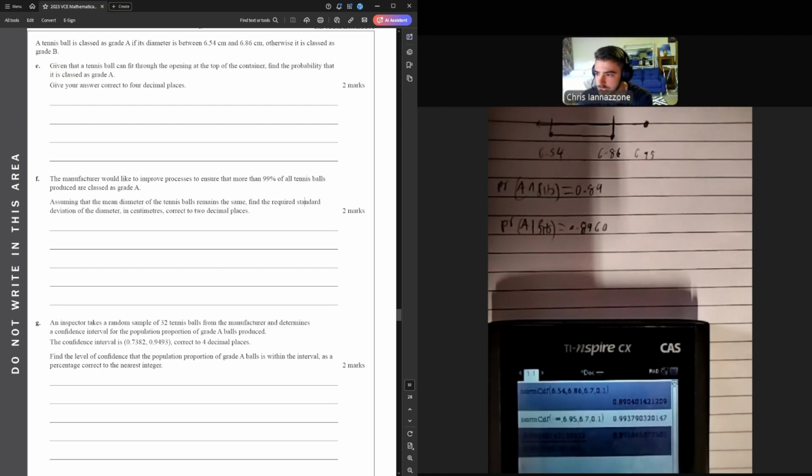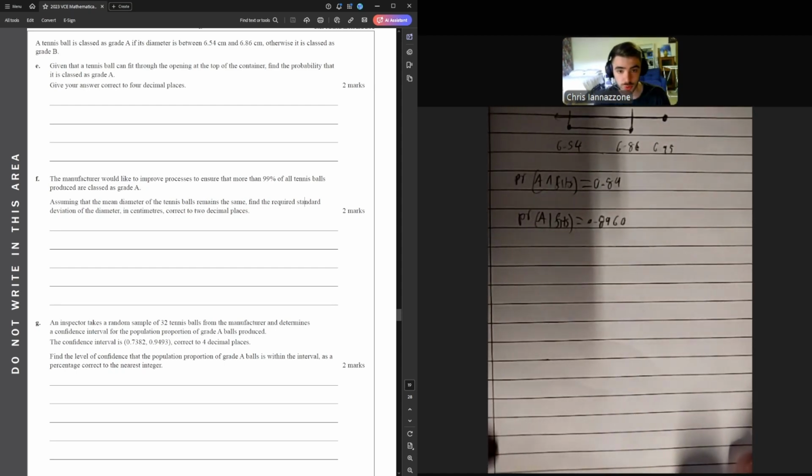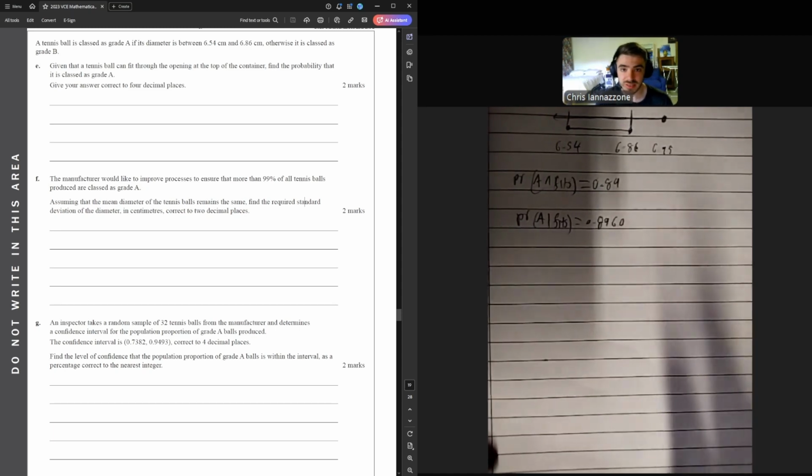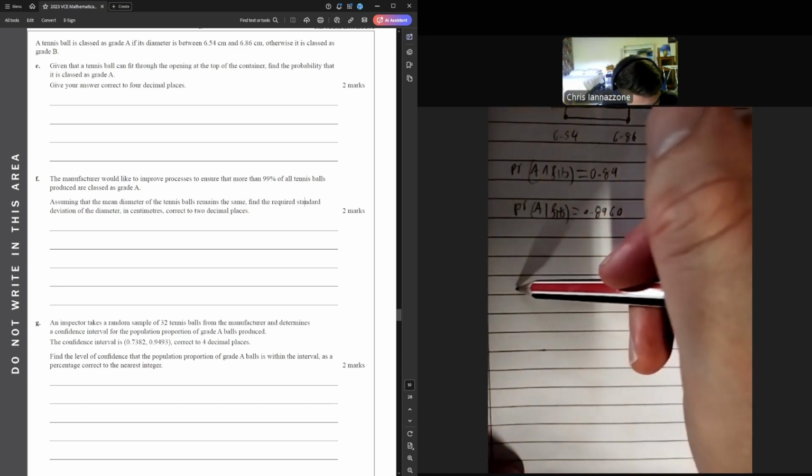In this case, we want to make sure that 99%, or at least more than 99% of all the tennis balls produced are considered grade A. And we have to assume that the mean diameter of tennis balls remains the same, and we have to figure out what kind of standard deviation would be required to achieve such a thing. So a good way to get this started would be to draw a quick graph of what the normal distribution would have to look like for that to be a possibility.